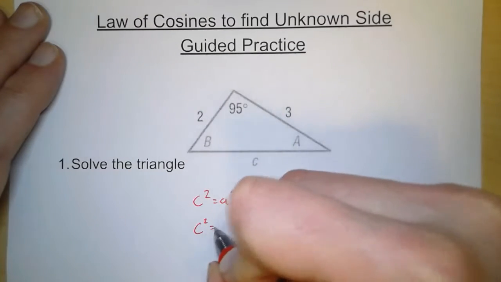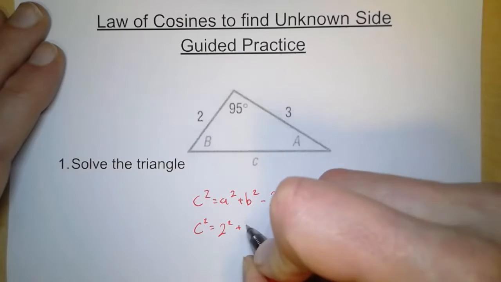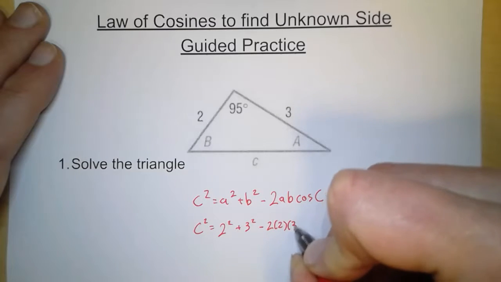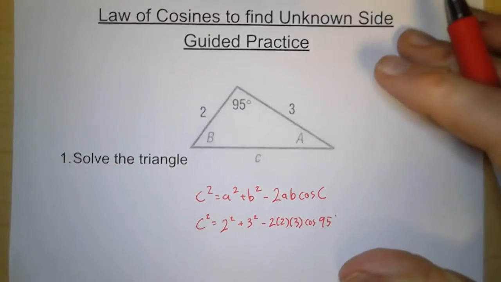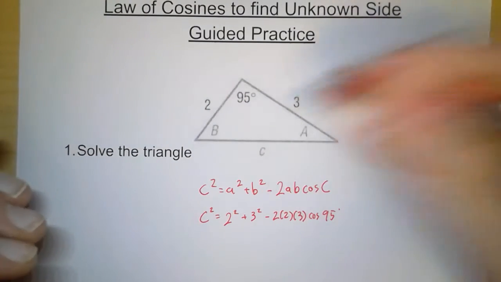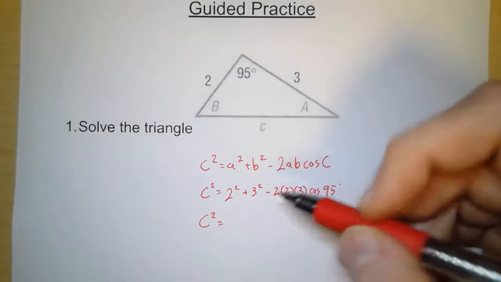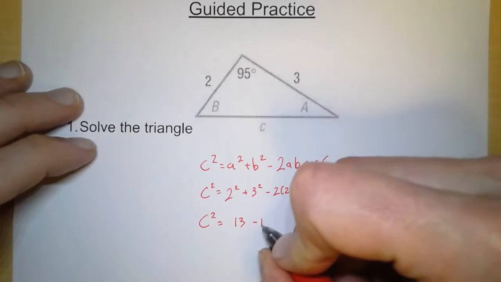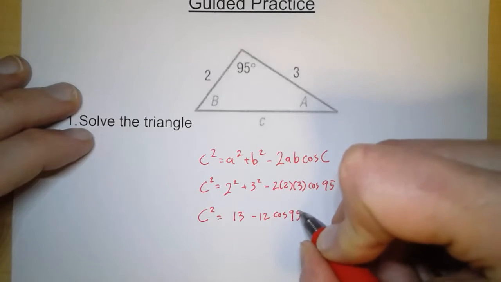So c squared, that side we don't know. A is 2, so we have 2 squared. B is 3, it's 3 squared. Minus 2, a is 2, b is 3, times cosine of 95 degrees. And unfortunately, for this problem, we pretty much have to find an approximate value in order to solve for angles A and B. So 2 squared is 4, 3 squared is 9, so that gives us 13. 2 times 2 is 4, times 3 is 12. So we have 13 minus 12 cosine of 95.